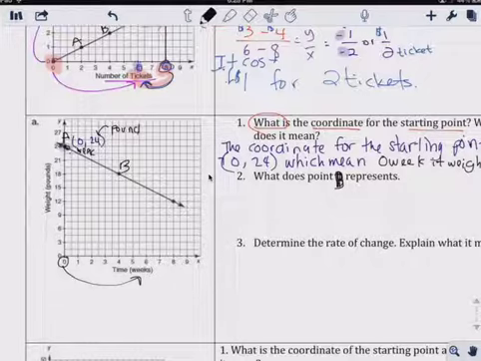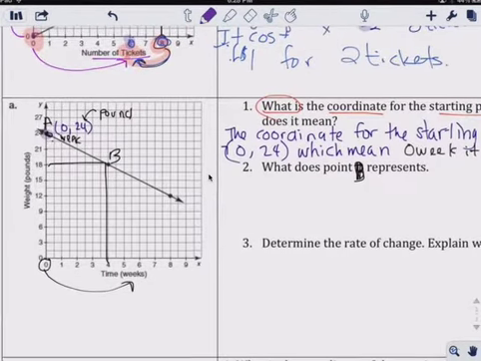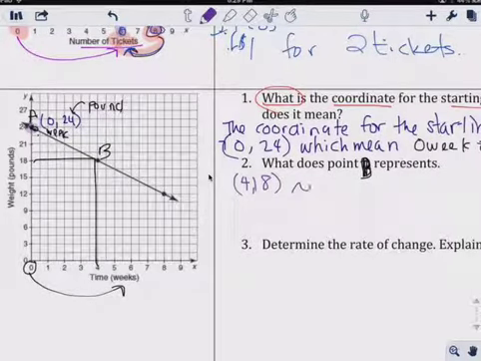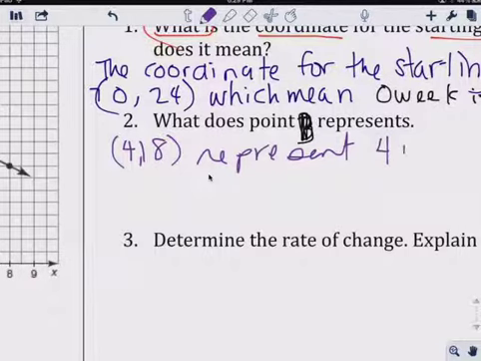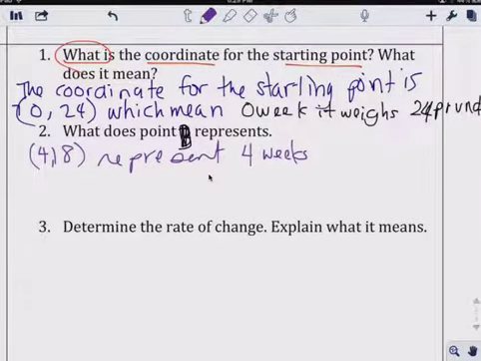It represents 4, 18, which represents. Represents is what it means. Some of you confuse that. Okay, 4, 18 represents 4 weeks. It's down to 18 pounds. It will be at 18 pounds.